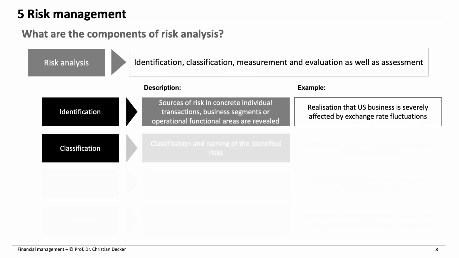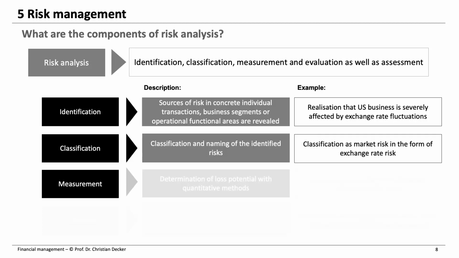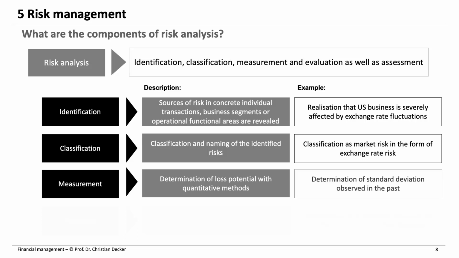Classification requires the classification and naming of the identified risks. For example, the company could conclude that it is subject to market risk in the form of exchange rate risk. Measurement means that the loss potential is determined by using suitable quantitative instruments. For example, the company could determine the standard deviation observed in the past.